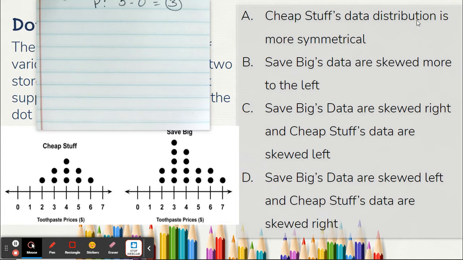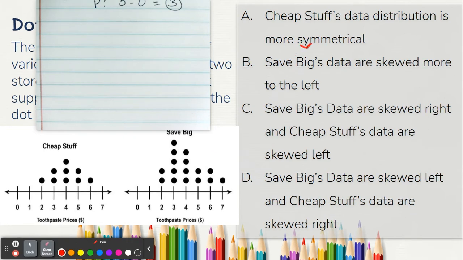Cheap Stuff's data distribution is more symmetrical. So that's a good word to know, symmetrical. Symmetrical means that it's pretty even on both sides. If I were to split it down the middle of the data, it would look pretty similar on both sides, okay? So if I were to split it down the middle of Cheap Stuff, that's what we're looking for. It does look pretty symmetrical on both sides. So we're going to put a little dot right there because it might be that one.